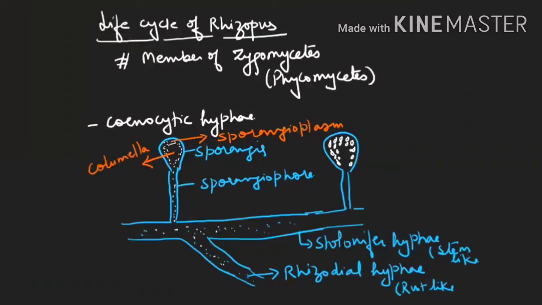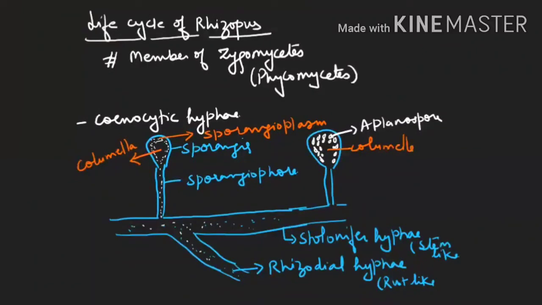The center part will be known as columella, which is sterile, and at the periphery you are finding the formation of the aplanospore, also known as sporangiospore. So this is the way they make their asexual spores. Another thing you have to remember is that at one point you will find many sporangiophores, which bear sporangia at the tip. From one point many will be coming.